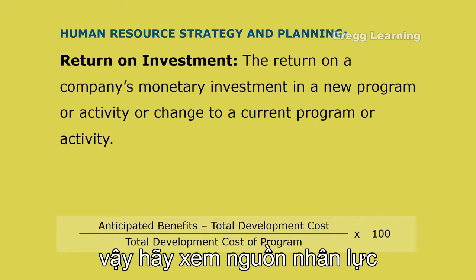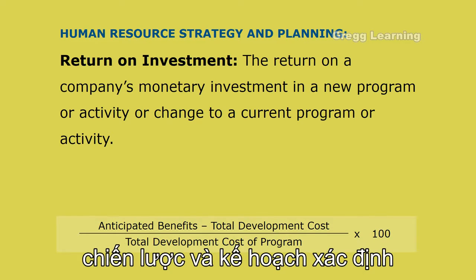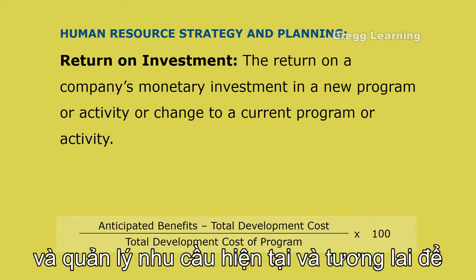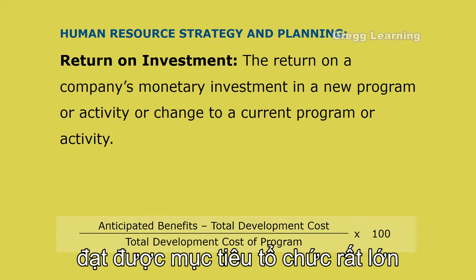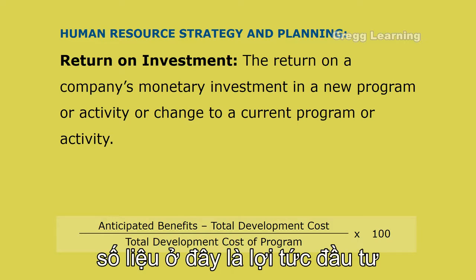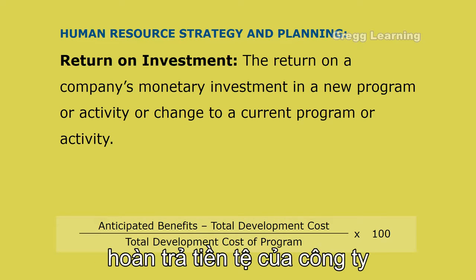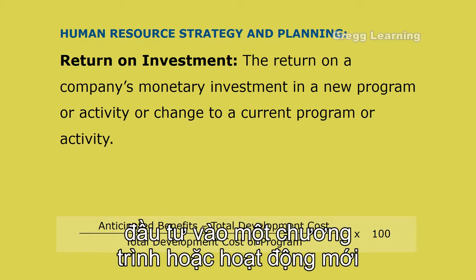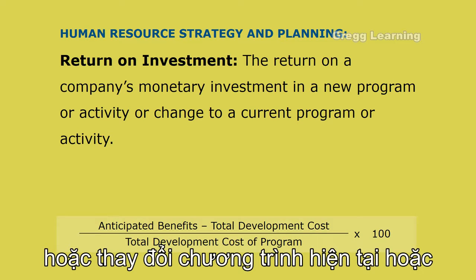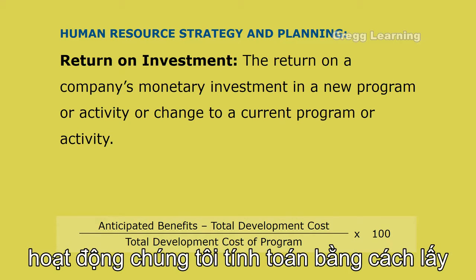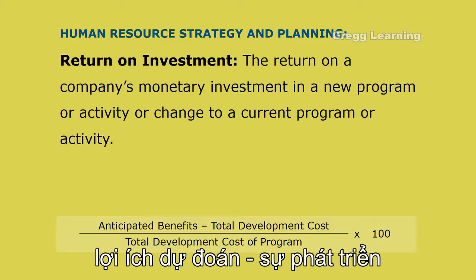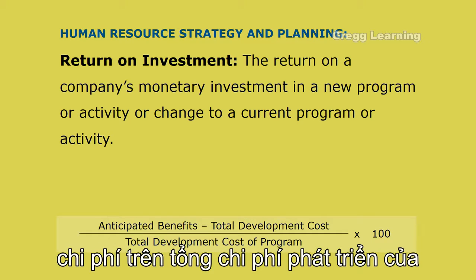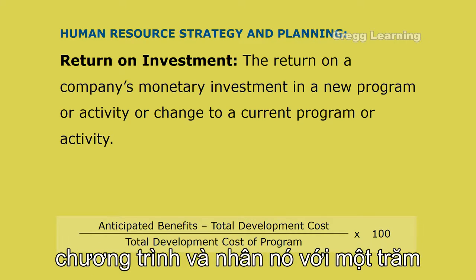So let's take a look at human resource strategy and planning, which identifies and manages current and future needs to achieve organizational goals. A great metric here is return on investment. The return on a company's monetary investment in a new program or activity or change to a current program or activity. We calculate it by taking the anticipated benefits minus the developmental costs over the total development cost of the program and multiply it by 100.